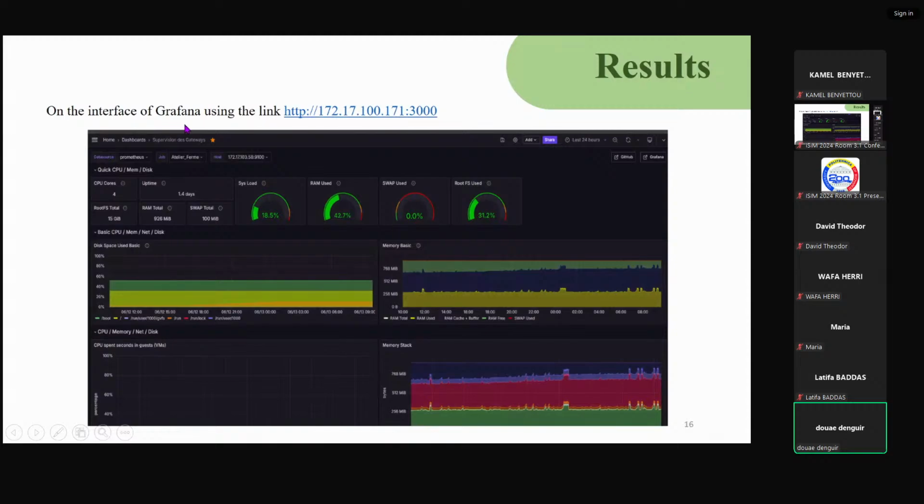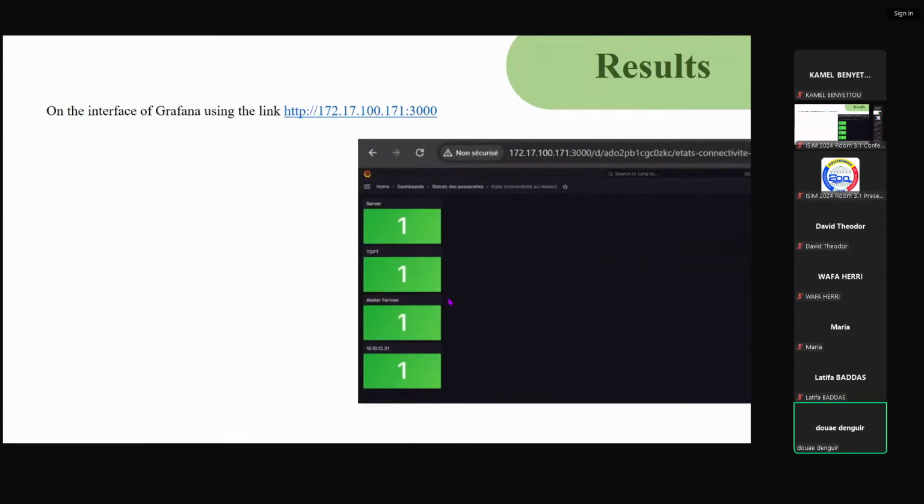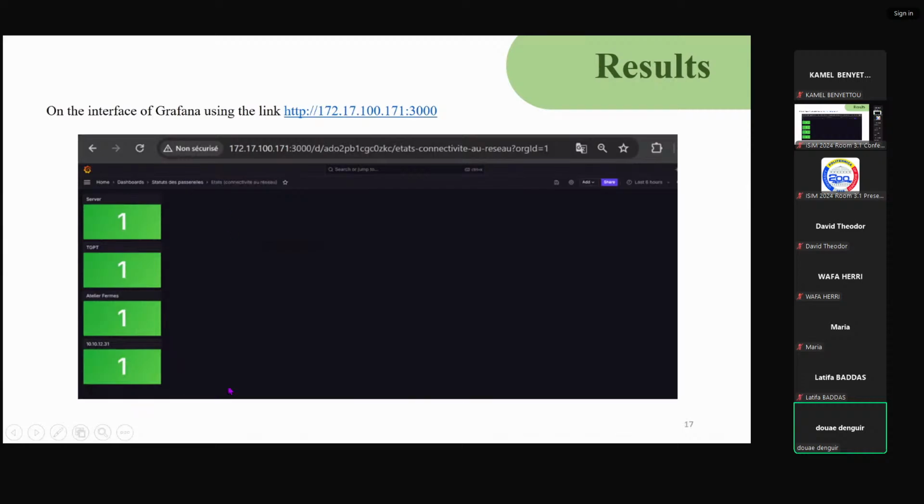And then on the Grafana interface, I created a dashboard showing different measurements, for example load, RAM used, CPU, and others. And here is the connectivity to the network: if it shows 1, it is connected, and if it shows 0, it is not connected.